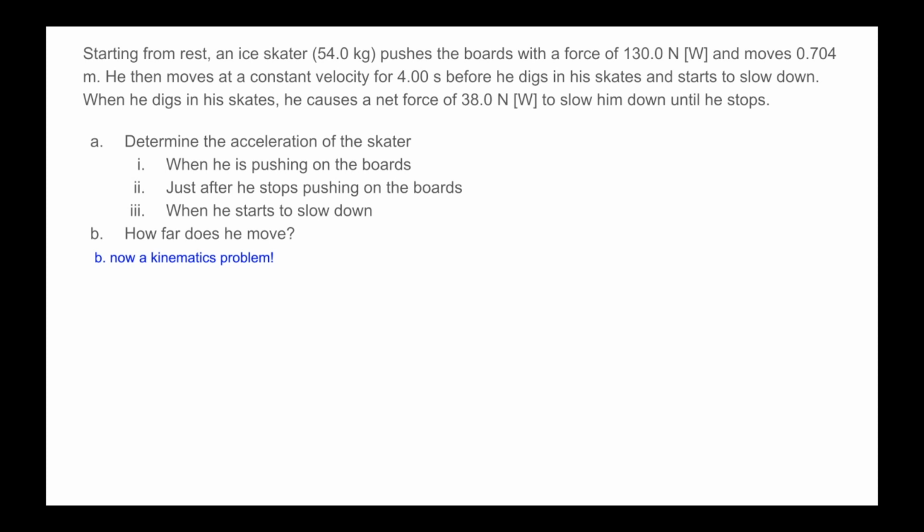So you want to know how far he moves. Remember, that's the total distance he moves. So how far does he move while he's accelerating, plus how far does he move while he's at a constant velocity, plus how far does he move while he's slowing down. So we have to calculate distance 3 different times and add them all up.